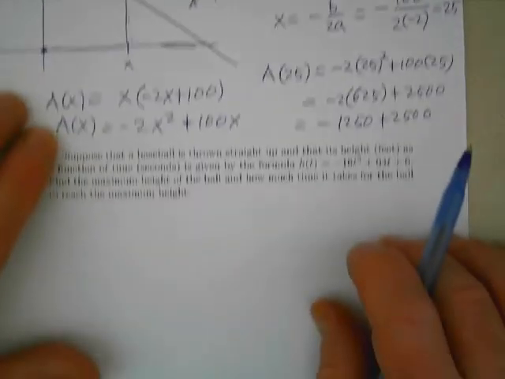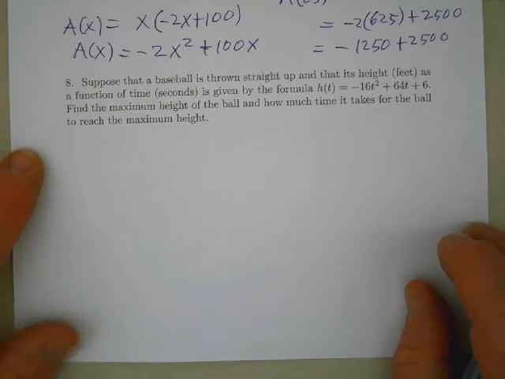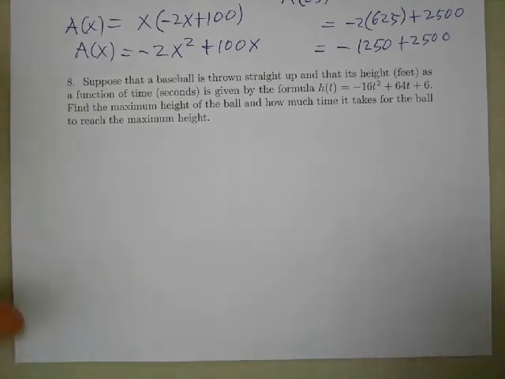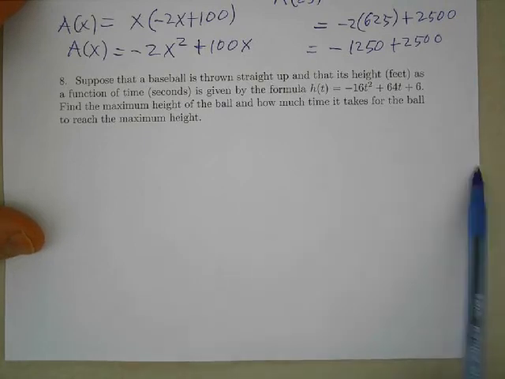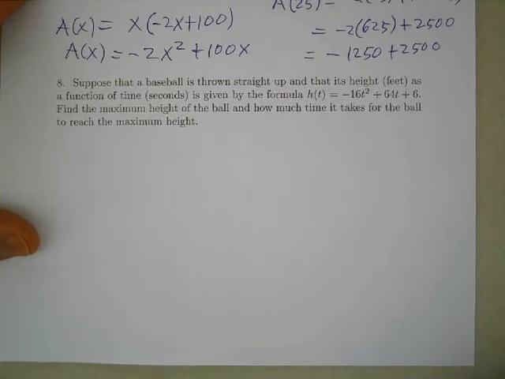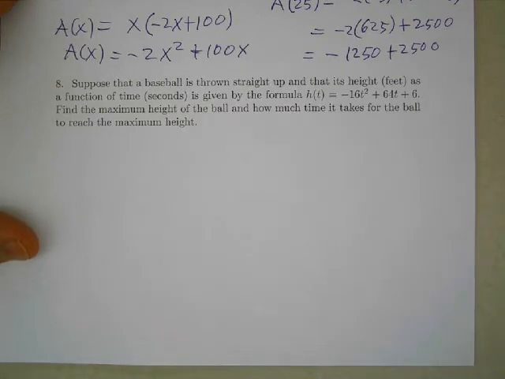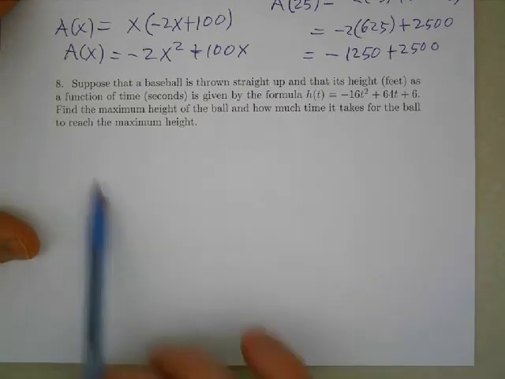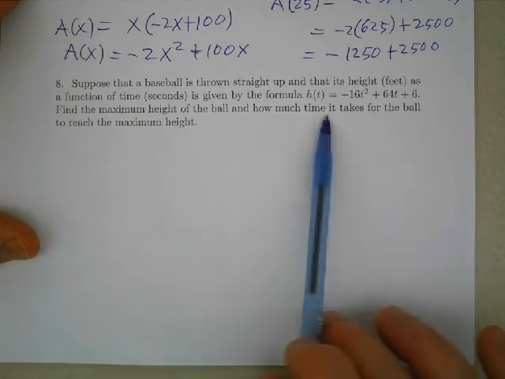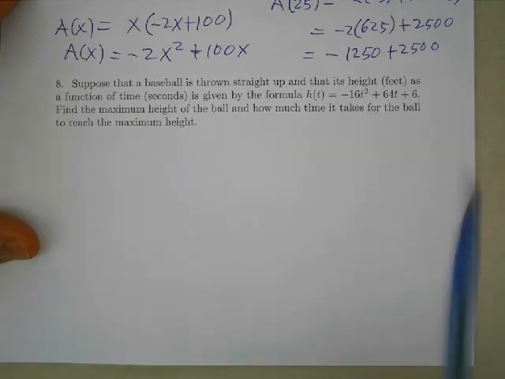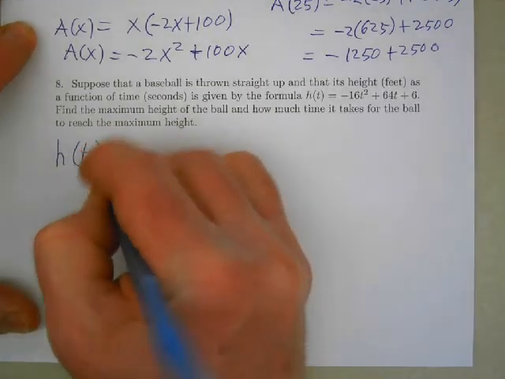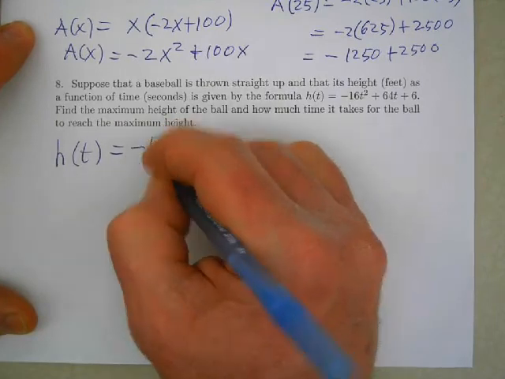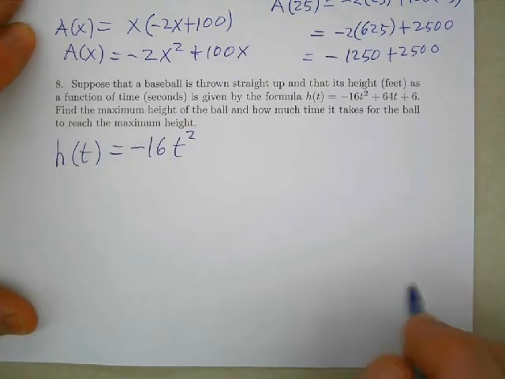Okay, the last problem on this set, number 8. Suppose that a baseball is thrown straight up and that its height, measured in feet as a function of time in seconds, is given by the formula h of t equals -16t squared plus 64t plus 6. Find the maximum height of the ball and how much time it takes for the ball to reach the maximum height.